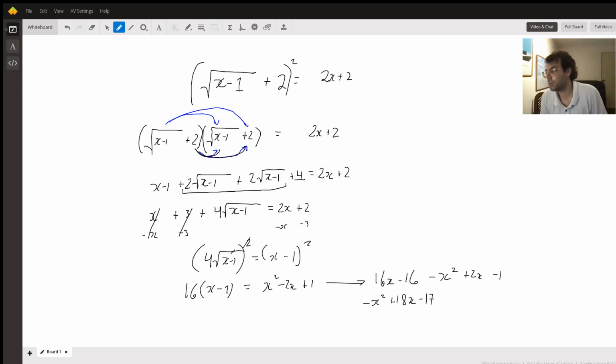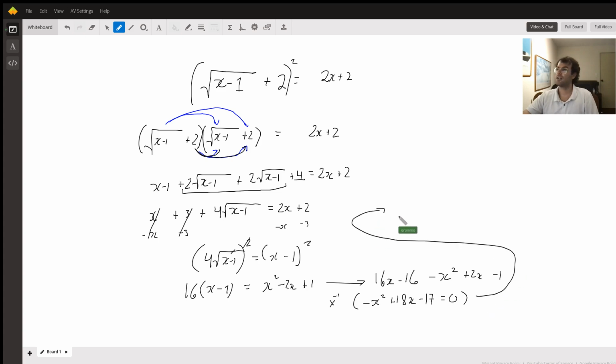We now need to find two numbers that multiply to minus 17. But this, of course, you can make equal to 0. And for simplicity's sake, we're just going to multiply everything times minus 1 so we get everything positive. We're going to get x squared minus 18x plus 17. Perfect.